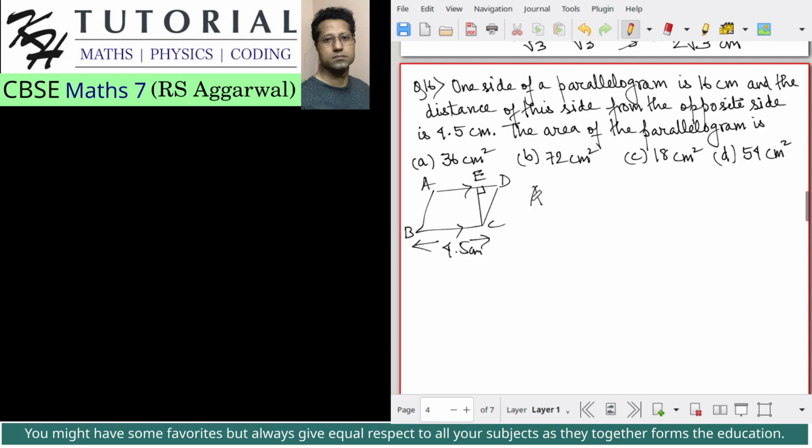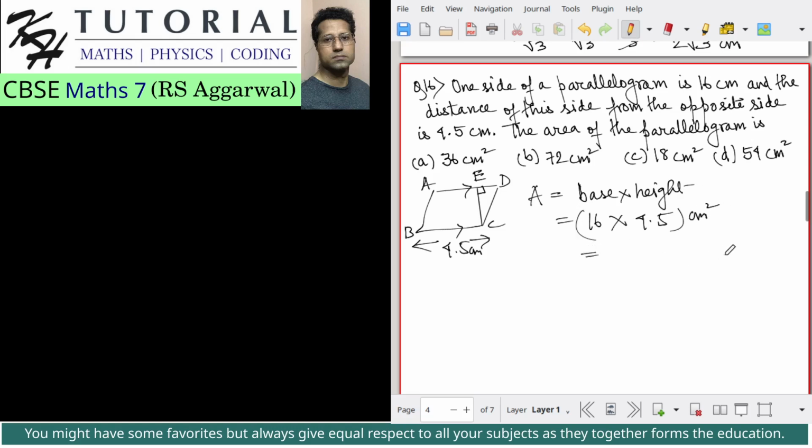So we know that for a parallelogram, the formula of area is base into height. Now base can be any one side, and the height is the perpendicular distance between that side and the opposite parallel side. So in this problem, the base is given to be 16, and the height will be 4.5. So this much centimeter square.